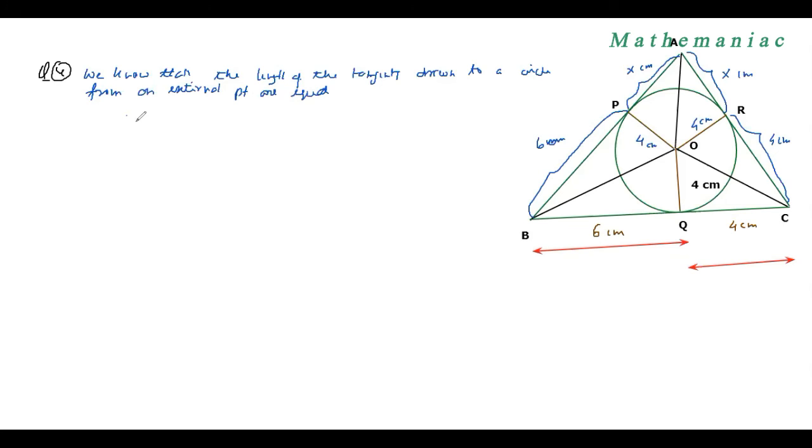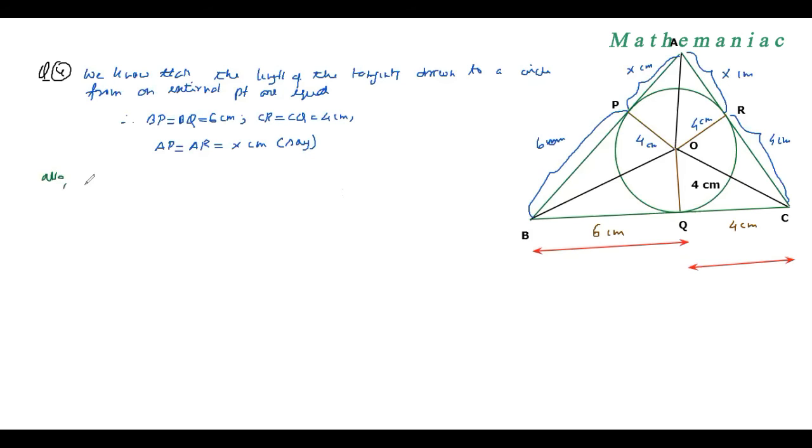So that leads us to say that the measurement of BP is equal to BQ is equal to 6 centimeter. Number one, the measurement of CR is equal to CQ is equal to 4 centimeter. And then the measurement of AP is equal to AR is equal to x centimeter. Here we write 'say' because this measurement we have introduced from our side. Okay, so this is done. Now in the next part, what we'll say.